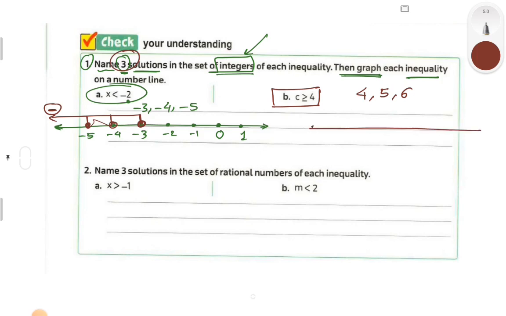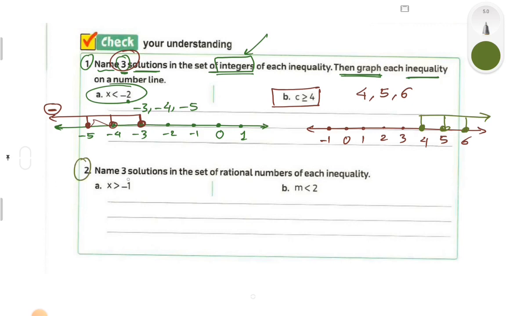And now to graph this, I need the positive part, so start maybe with -1, 0, 1, 2, 3, 4, 5, 6. Now to graph this, I start with 4 because 4 belongs to the solution set, and greater than 4, maybe 5, maybe 6, and so on. Draw it like that. Now I have graphed each inequality on the number line.